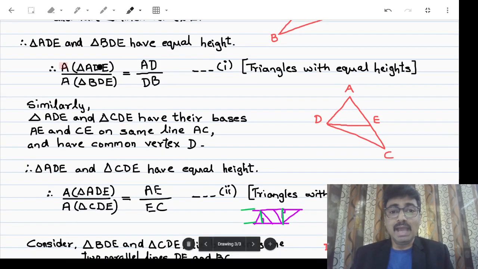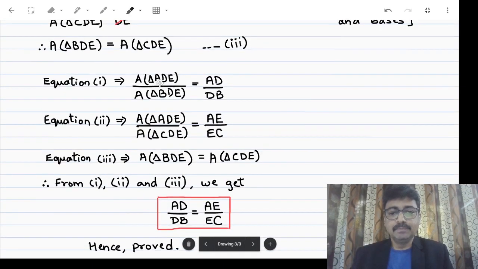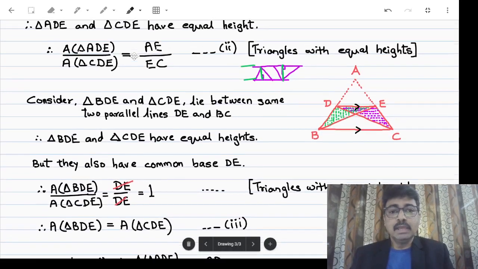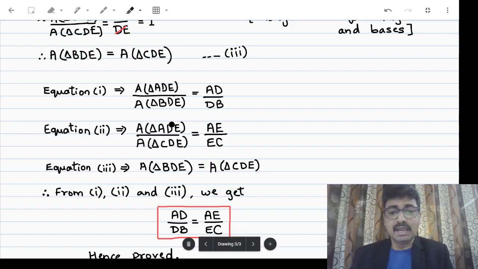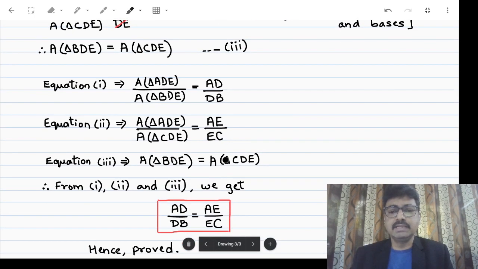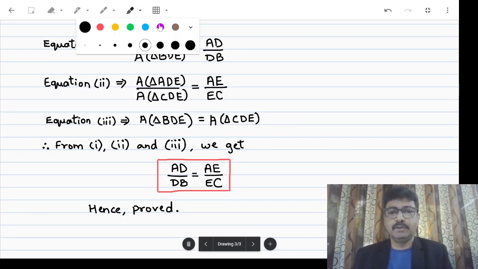In equation 1, we had area of ADE upon area of BDE as AD upon DB. So I write this down here. Equation 2, area ADE upon CDE was AE upon EC. So I write here area ADE upon CDE, AE upon EC. And we also proved that area of BDE and CDE are equal. That was equation 3. Observe the 3 equations very carefully.